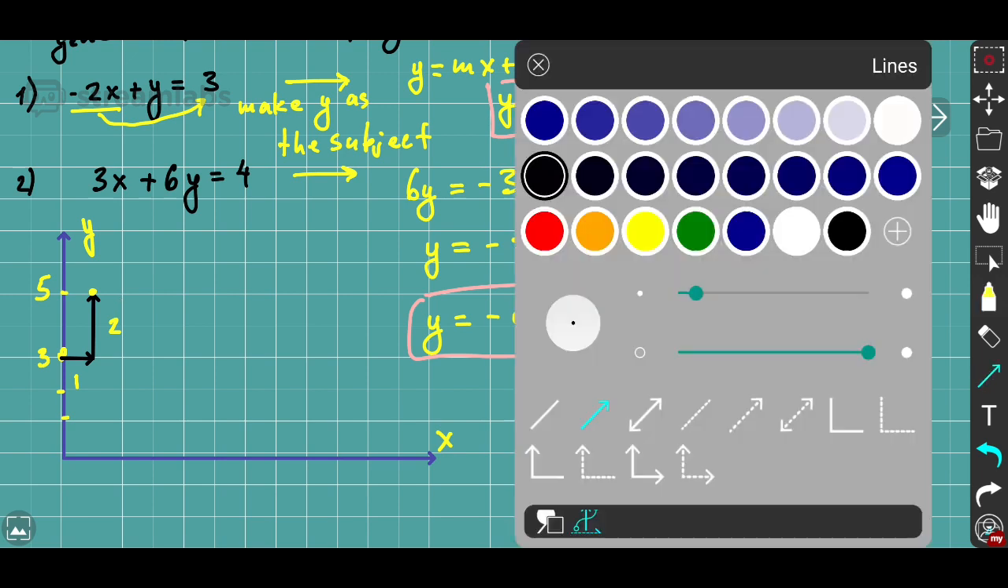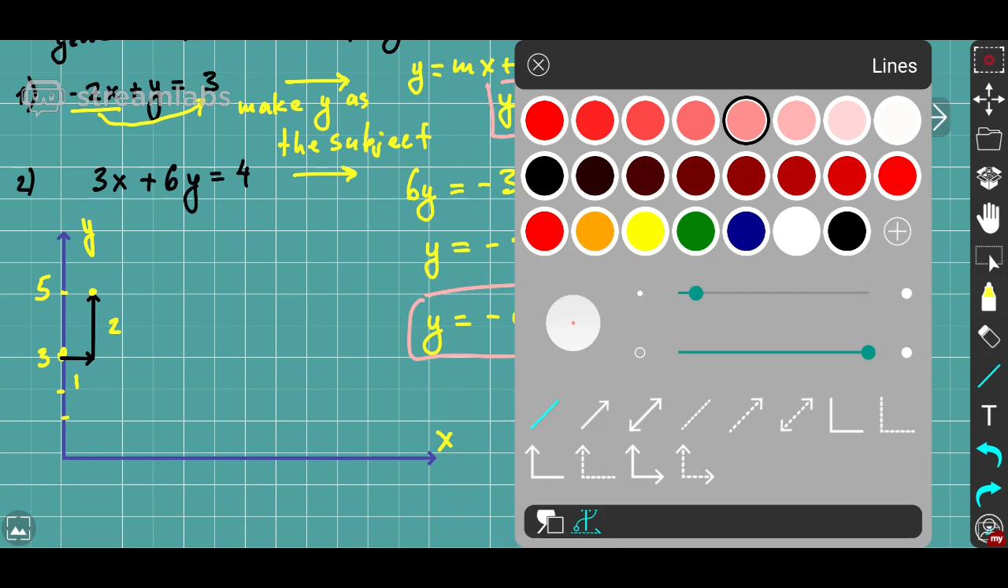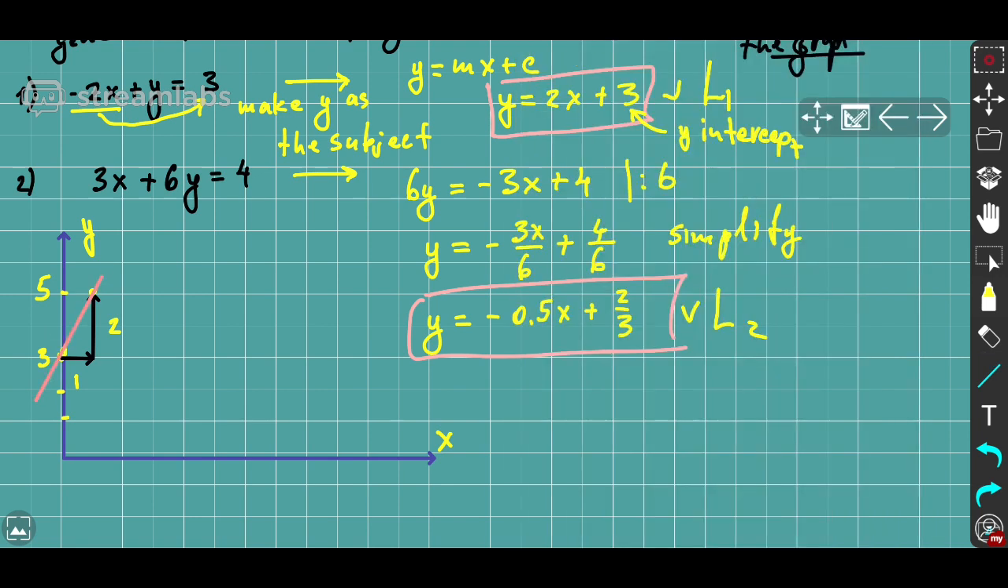And then you just simply connect those 2 points with a straight line, not with an arrow, but with a straight line. Like this. Okay. This is going to be L1. And L2 you can simply do with the same approach.